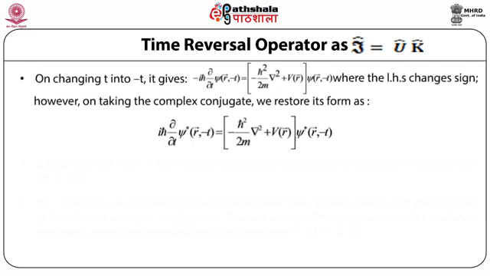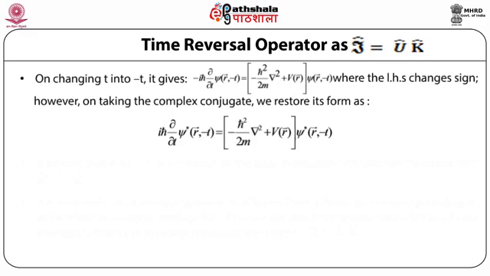So if we write the Schrodinger equation as iħ ∂/∂t acting on the wave function ψ(r, t), that is the partial derivative of the wave function ψ(r, t) with respect to time, this is equal to [−ħ²/2m ∇² + V(r)] acting on the wave function ψ(r, t).